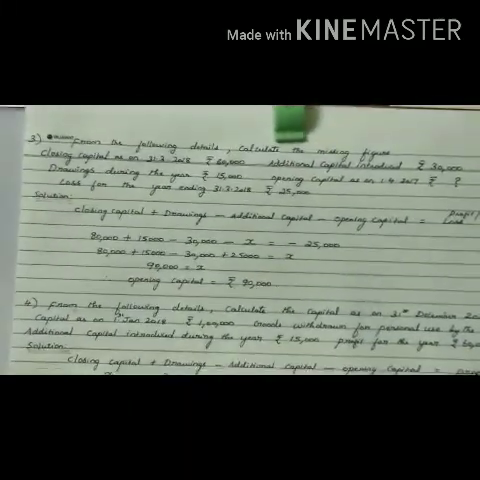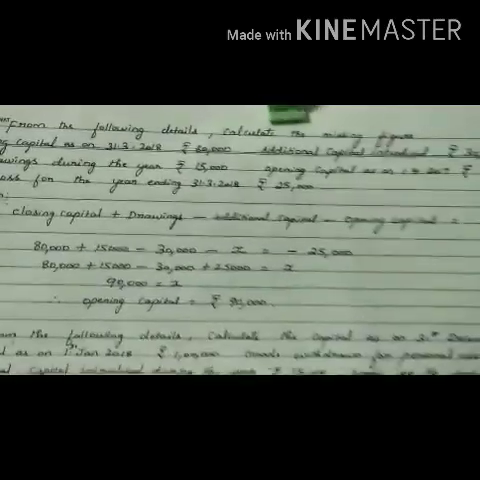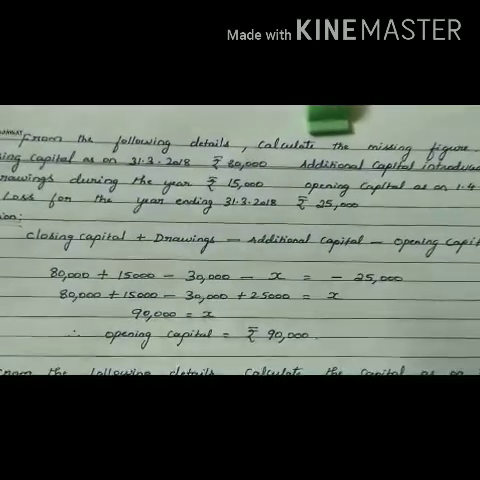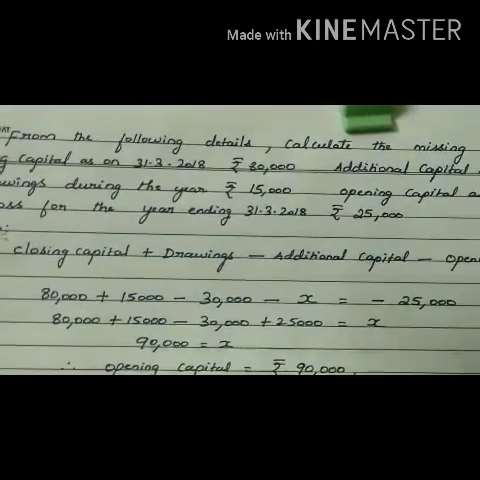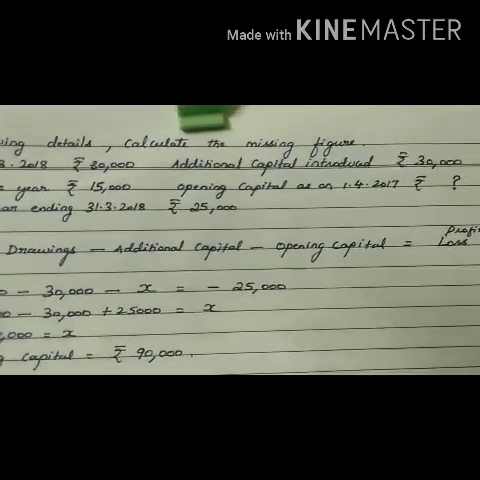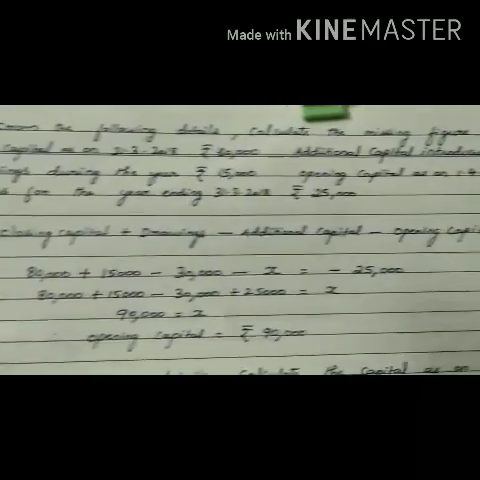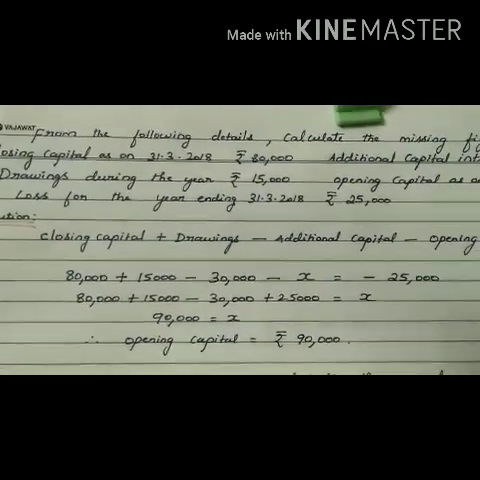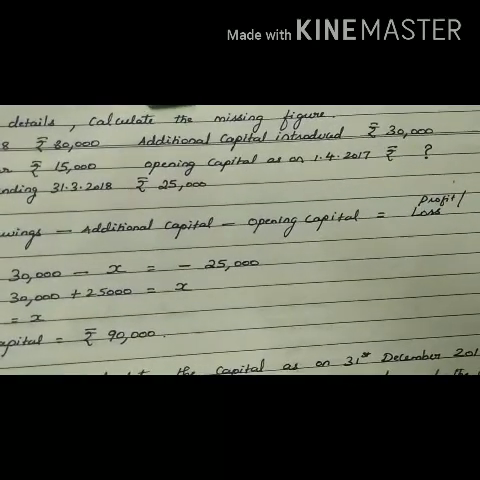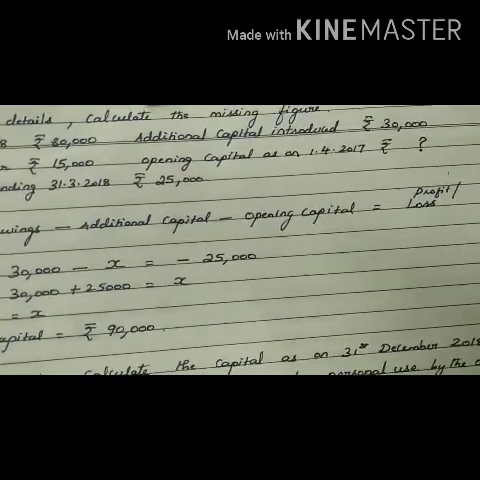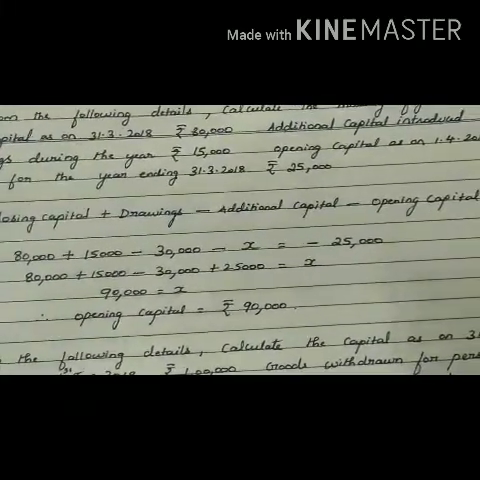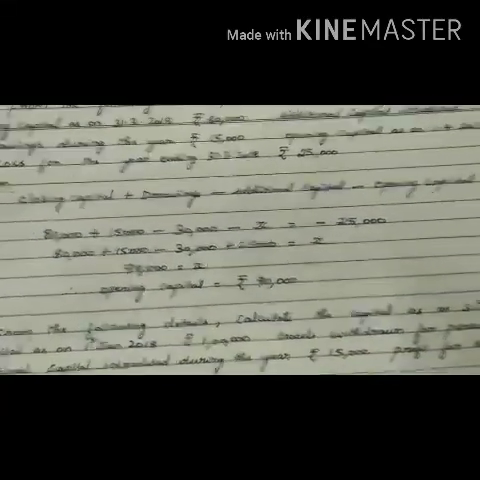Now let us move on to the third problem. From the following details, calculate the missing figure. Closing capital as on 31st March 2018 is 80,000. Additional capital introduced is 30,000. Drawings during the year is 15,000. Opening capital as on 1st of April 2017 is a question mark, we are going to find it out. Loss for the year ending 31st March 2018 is 25,000.